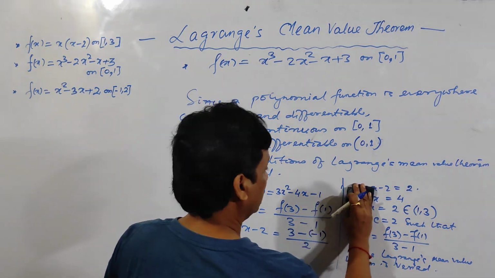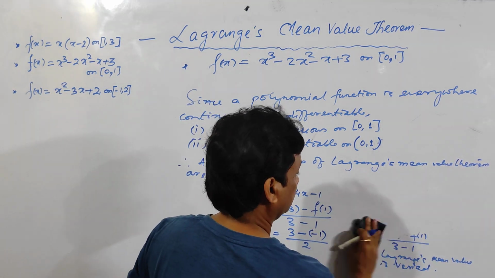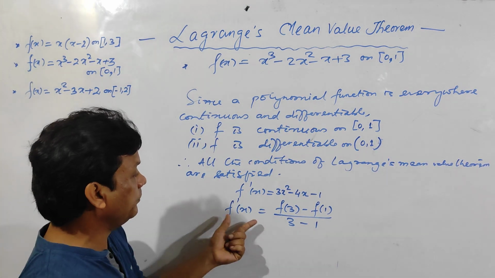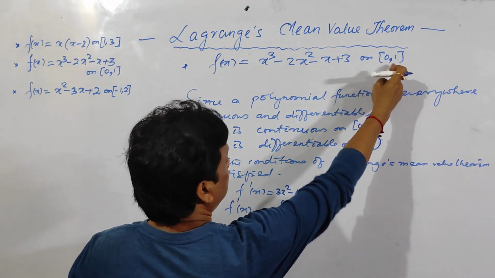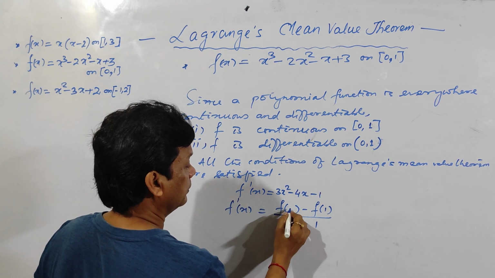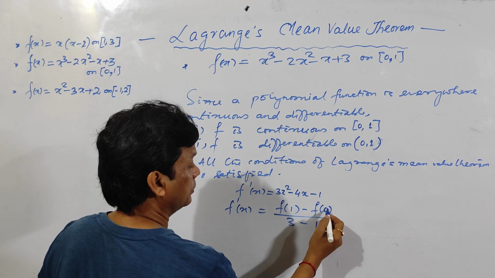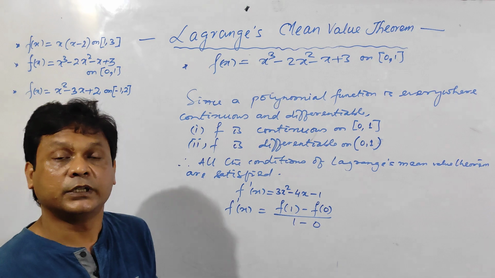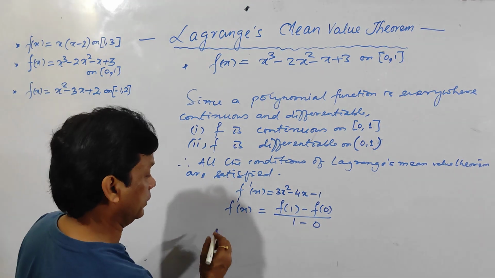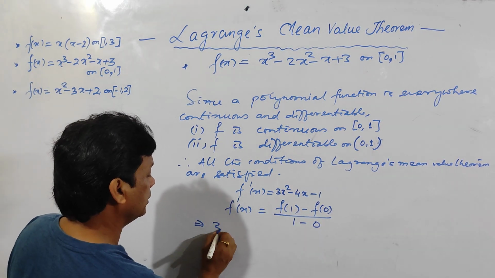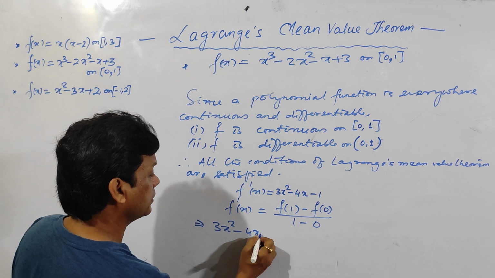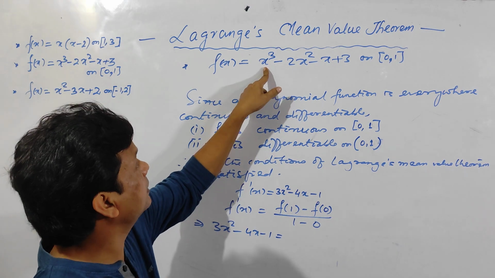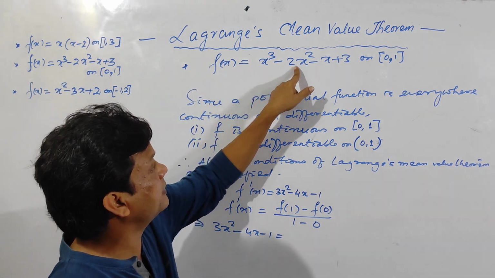So, see here. And f dash C is equal to, what is your AB? AB is 0, 1. So this will be f of 1 minus f of 0 divided by 1 minus 0. Clear? This is the formula here. And what is f dash x? Right here, 3x square minus 4x minus 1 is equal to f of 1. See here, what is f of 1? In place of x, write 1.